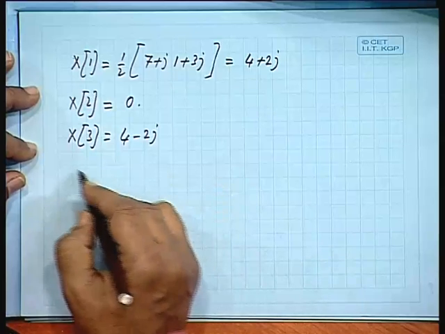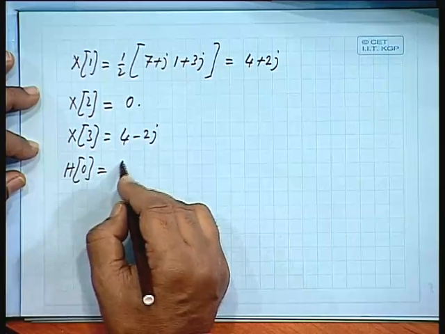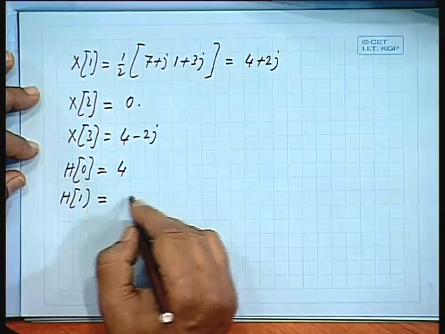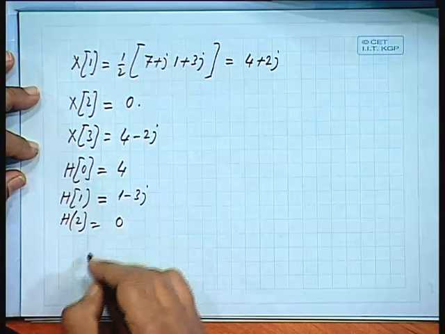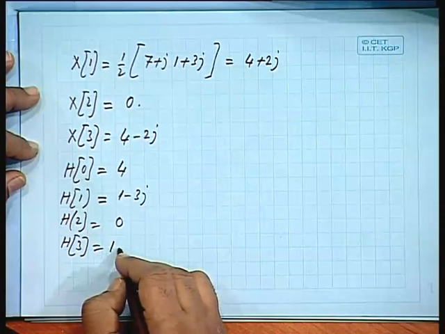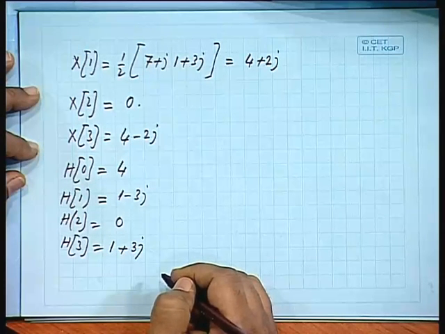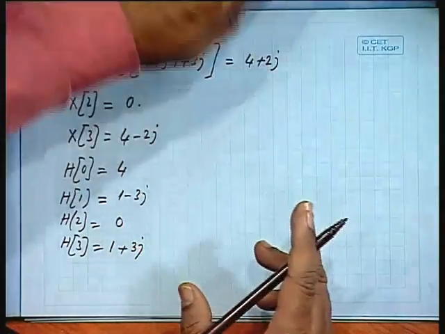Similarly, h 0 with the same logic will come out as 4, h 1 will come out as 1 minus 3 j, h 2 will be coming as 0 and h 3 will come out as 1 plus 3 j. What was our earlier result? Same. That means you are reducing the efforts of computing DFTs of two sequences in one go.